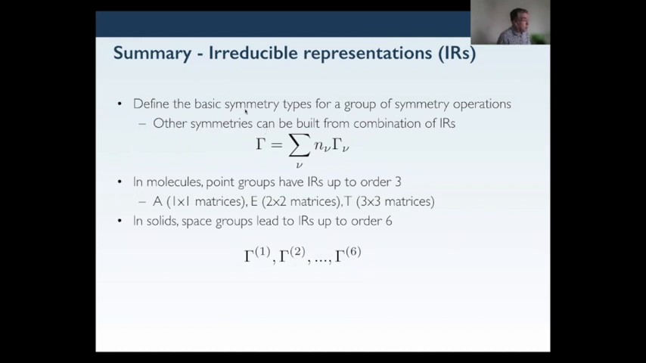So irreducible representations define basic types of symmetry for a group of symmetry operations. Other symmetries can be built from them by combining different irreducible representations. So we can combine different irreducible representations according to some number to make our overall structure symmetry. Again, in molecules, we have point groups, so we go up to 3 by 3 matrices. Here, the matrices go up to order 6.